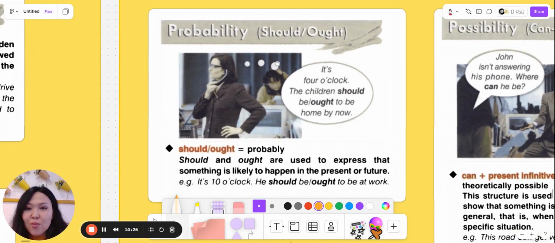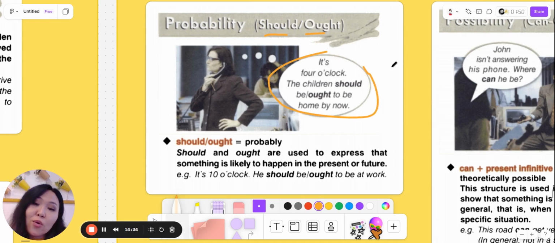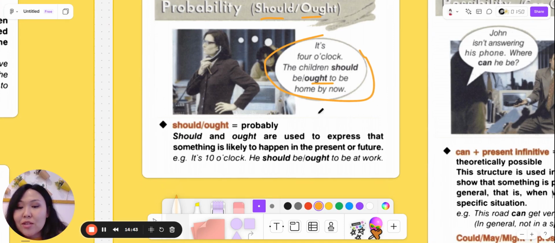Next one is probability. We can talk about probability with should and ought. It's 4 o'clock. The children should be at home by now, or the children ought to be home by now. So it's probable. Should and ought are used to express that something is likely to happen in the present or future. It's 10 o'clock, he should be, or he ought to be at work. Maybe he's at work. He should be at work.